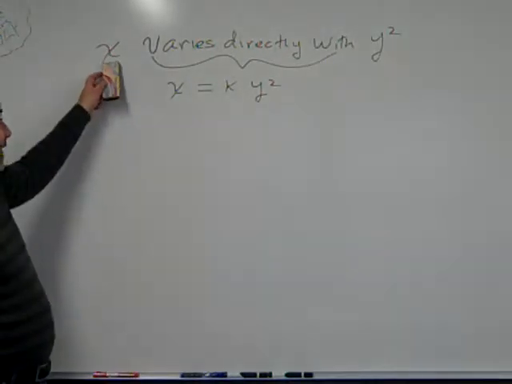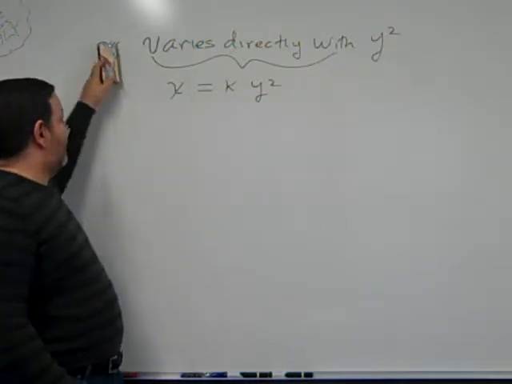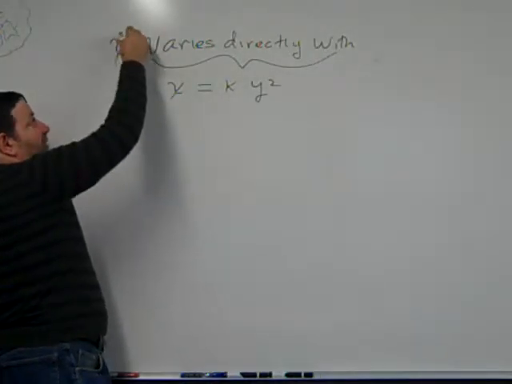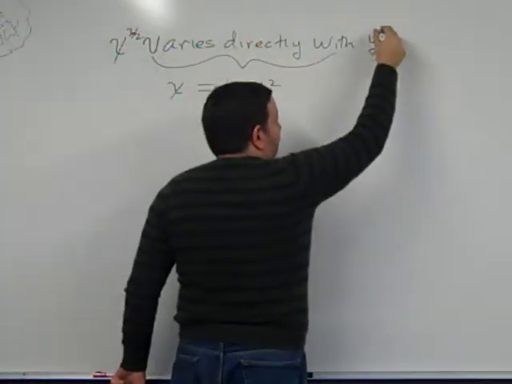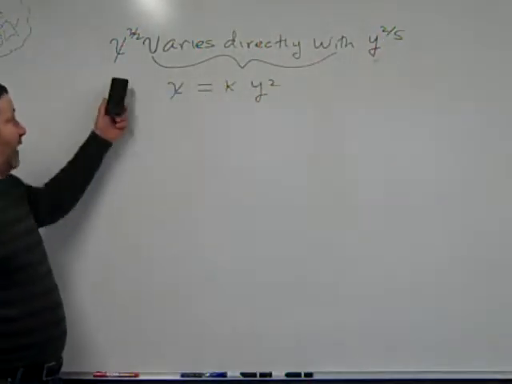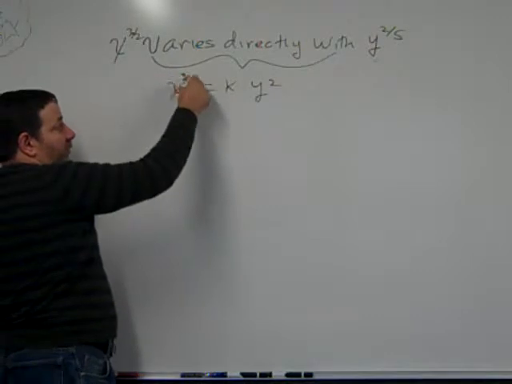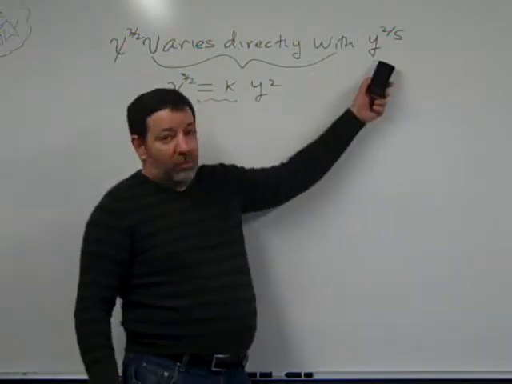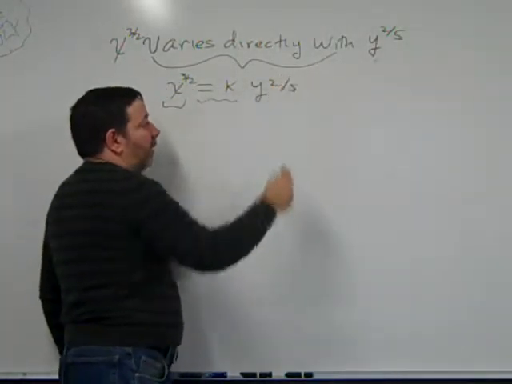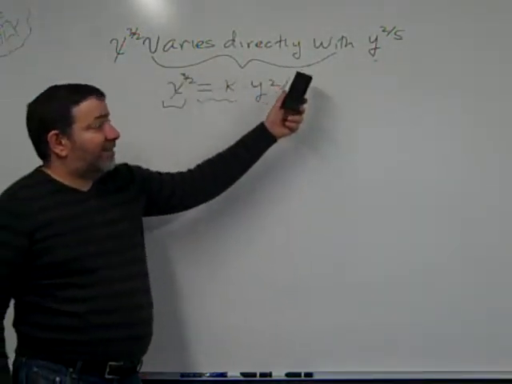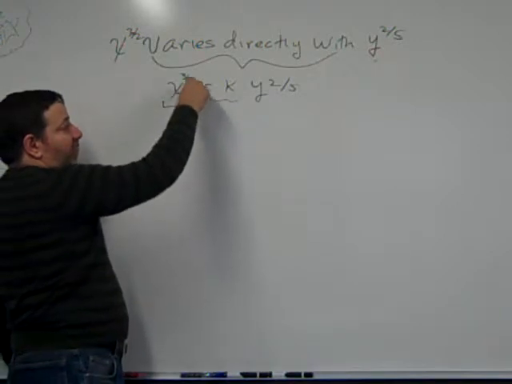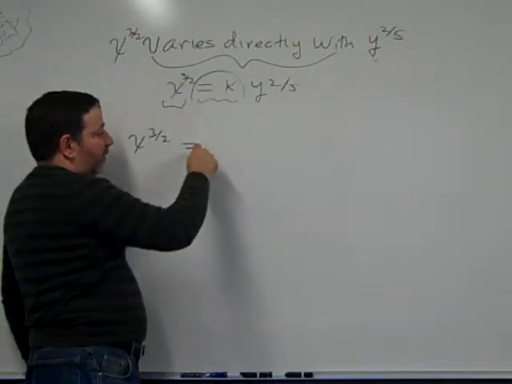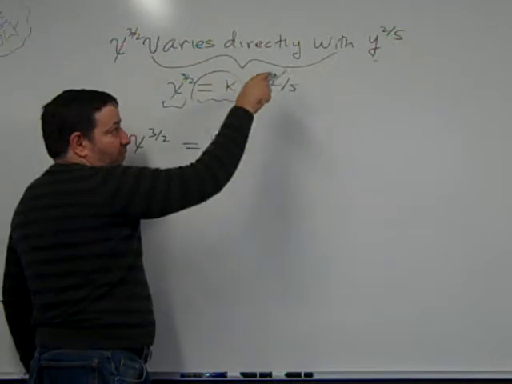It doesn't matter what x and y squared are. That is, it doesn't matter what I put here or here. If I put x to the 3/2 and y to the 2/5, then x to the 3/2 varies directly with y to the 2/5, that means equals k times y to the 2/5. Just know that varies directly with means equals k times.